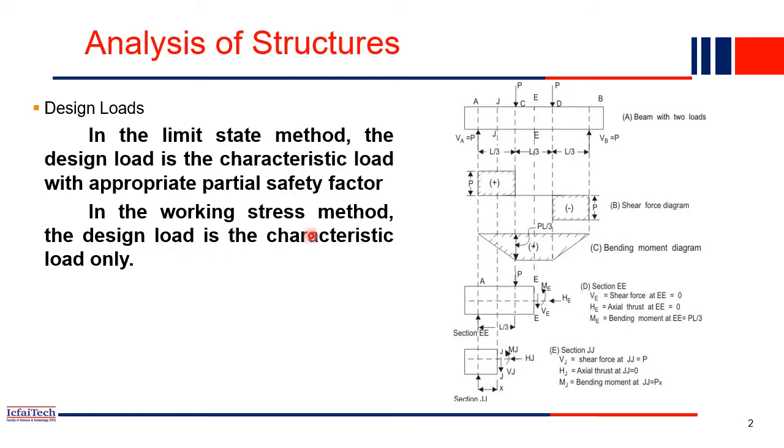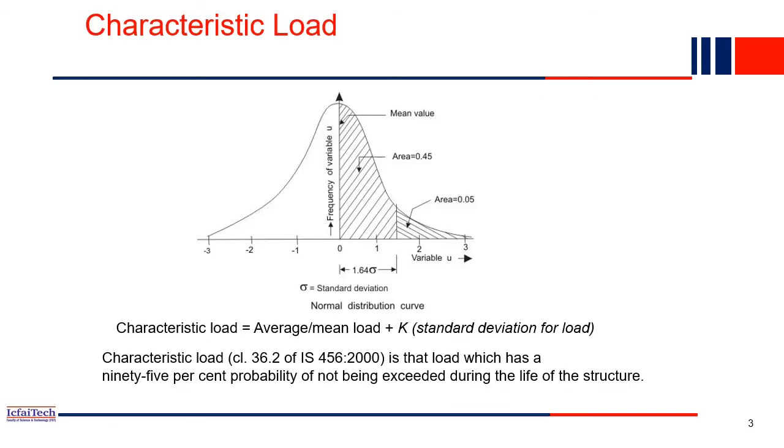Now in the working stress method, if you design a structure with the working stress philosophy, then you have to consider only the characteristic load. There is no multiplication of the partial safety factor. So only the design load is the final load. Now what is the characteristic load? In the last slide I was discussing the design load, which is the characteristic load multiplied with the partial safety factor. What is characteristic load?